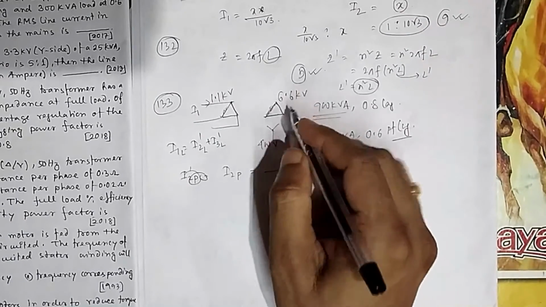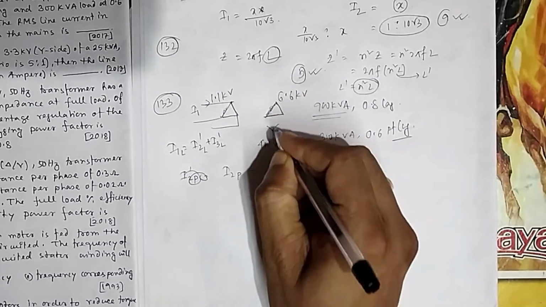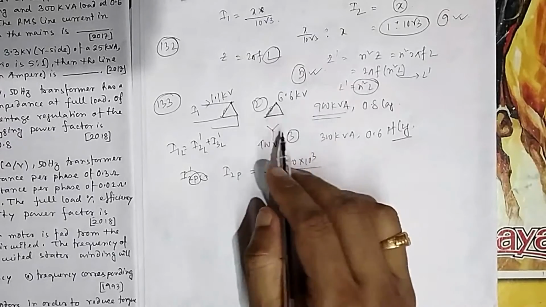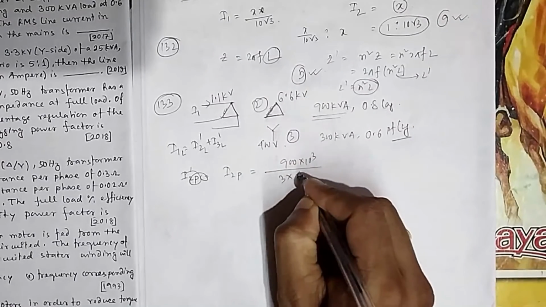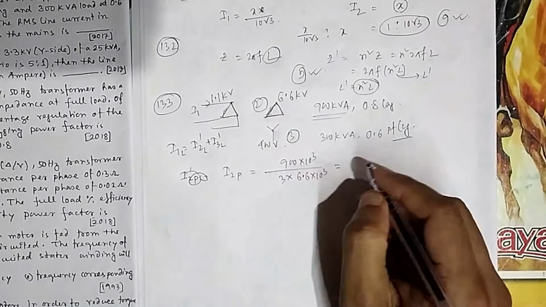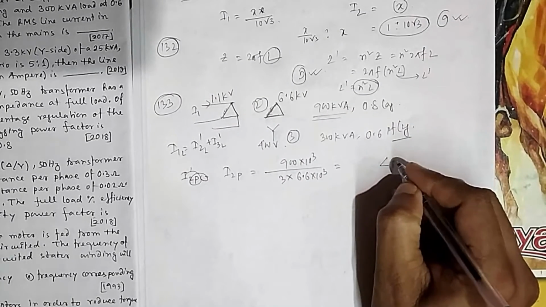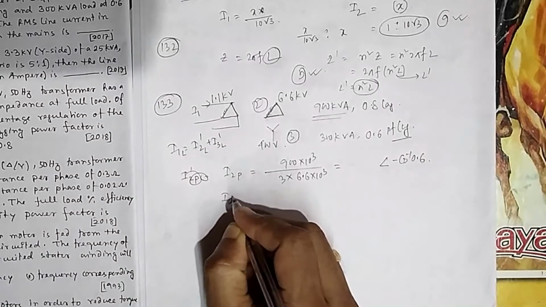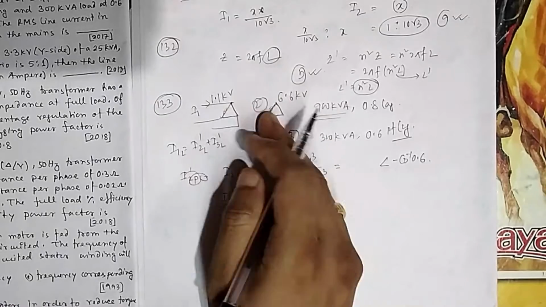this one. So in this star side, I am talking about 2 is this one, 3 is this one, 1 is this one. So 2 means delta. In case of delta, what is V phase? Same as V line. So you can put it 6.6 into 10 to the power 3. Whatever current comes, that much at an angle of minus cos inverse 0.8. So what will be then I2 dash P to reflect this one as per the ratio.